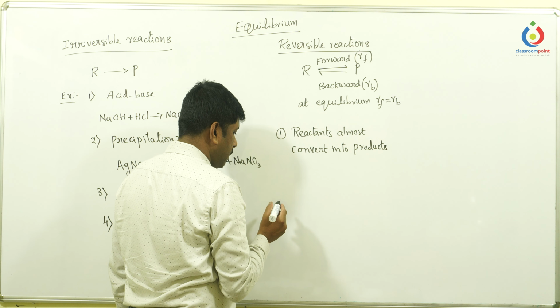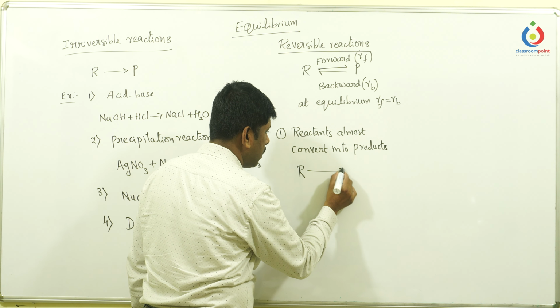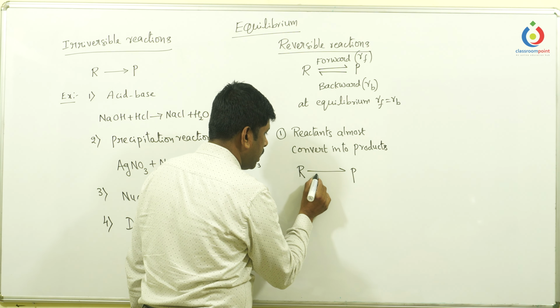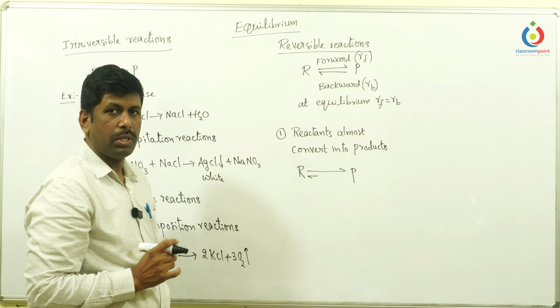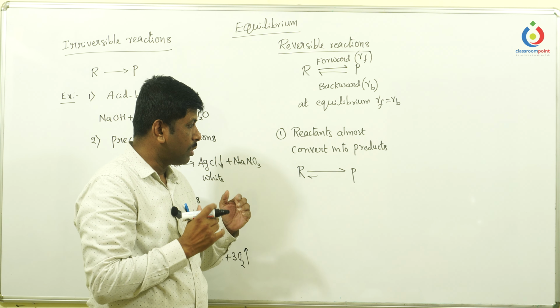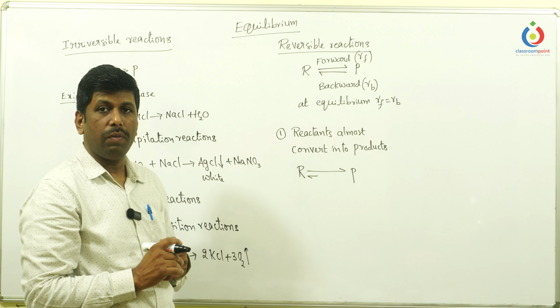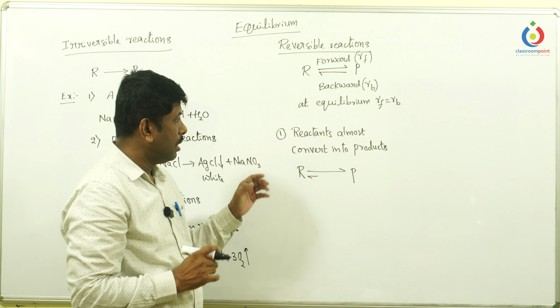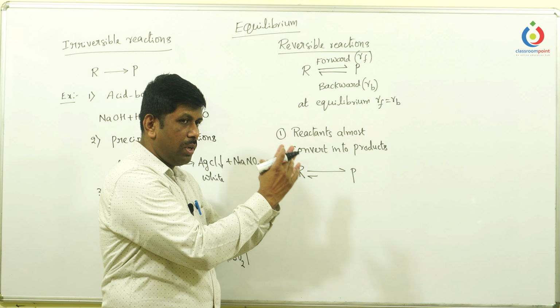That means this type of reaction we can show like this. Reactants almost convert into the products, but products don't want to convert with the same speed towards the reactants. So reactants have more readiness to convert into the products, but products are not that ready to convert back into the reactants. So in this type of reaction, more reactants are converted into the products.